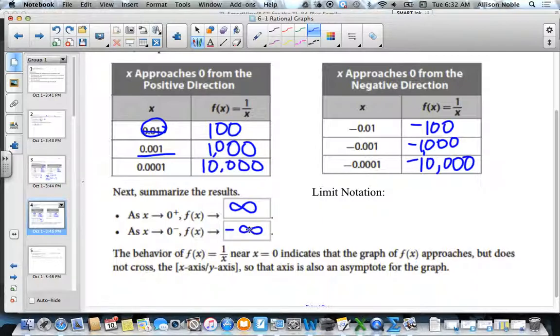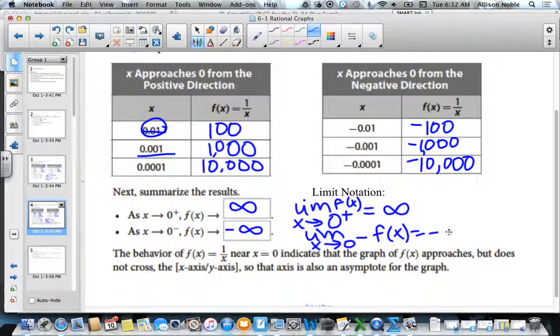So in limit notation, we would write the limit as x approaches 0, and we're coming from two different directions. One, we're coming from the right, so we put a positive on it, of f of x, is equal to positive infinity. And the other one, the limit as x approaches 0 from the left, so you put a negative after it, of f of x, is equal to negative infinity.